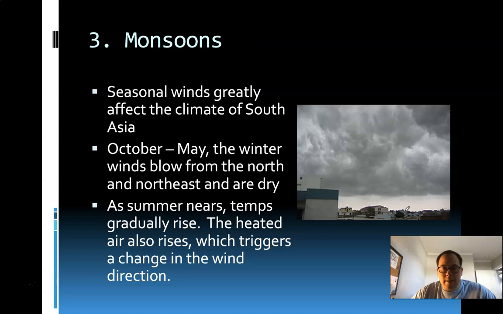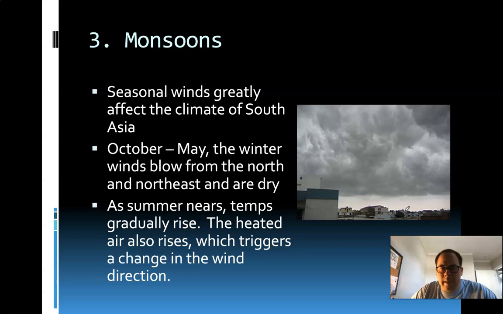These rain patterns come in and affect a region for a long period of time. Seasonal winds greatly affect the climate of South Asia. In October through May, the winter winds blow from the north and northeast and are dry. As summer nears, the temps gradually rise, so the heated air also rises, which, when you're looking at wind patterns, adjusts how the wind is flowing.